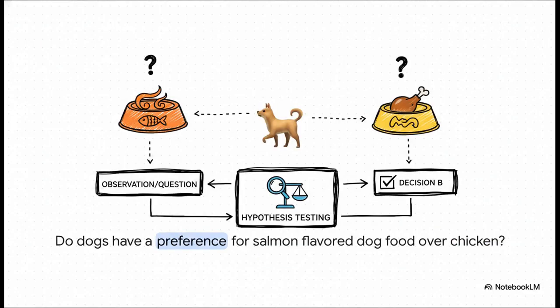It even applies to something like this. A pet food company wants to know if dogs genuinely prefer their new salmon recipe over the old chicken one. See, these aren't simple yes or no questions. They all need a formal process so we don't make a big, costly mistake. And that whole process, it's called hypothesis testing.